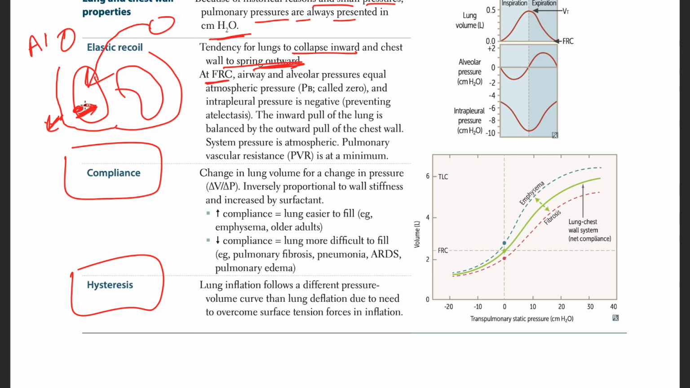All of this occurs because the inward force is cancelled out by the outward force, forming an alveolar pressure of 0, which is equal to the atmospheric pressure, also 0. So air can come in and go out at your FRC. And what is FRC? Let's read this. At FRC, airway and alveolar pressure equal the atmospheric pressure, which is PB 0. And intrapleural pressure is negative. What is intrapleural pressure?